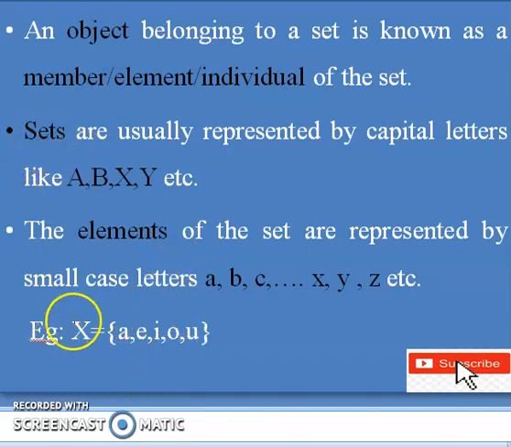Now, how are sets represented? Sets are usually represented by capital letters, as we can see here. X is the set in this example, and in general it can be A, B, X, Y, etc. And what are the elements represented by? If we want to represent elements in terms of alphabets, then they will be represented by small letters, and elements are always placed in brackets. So these are terms which you need to know for sets.